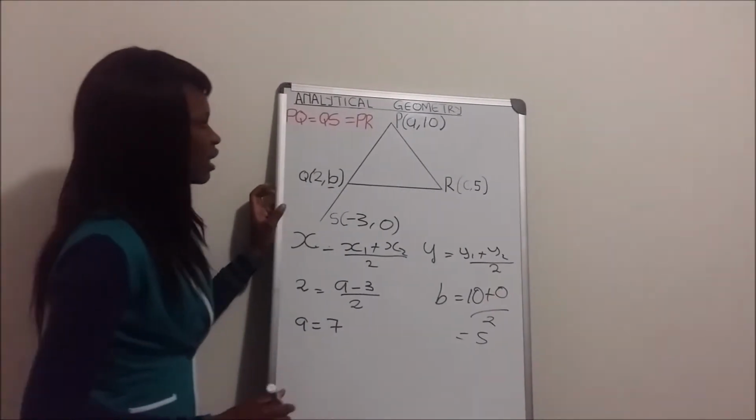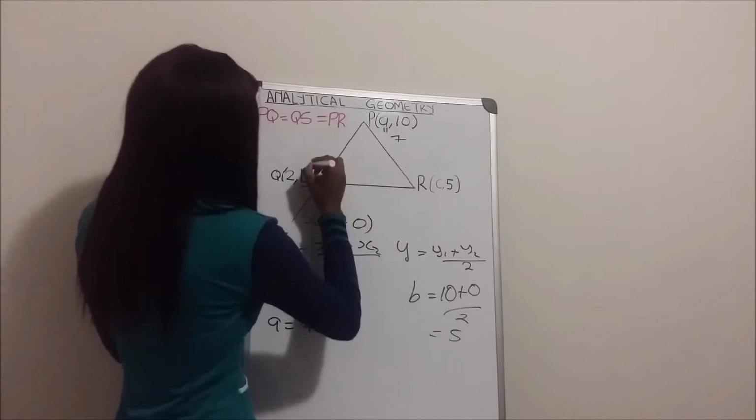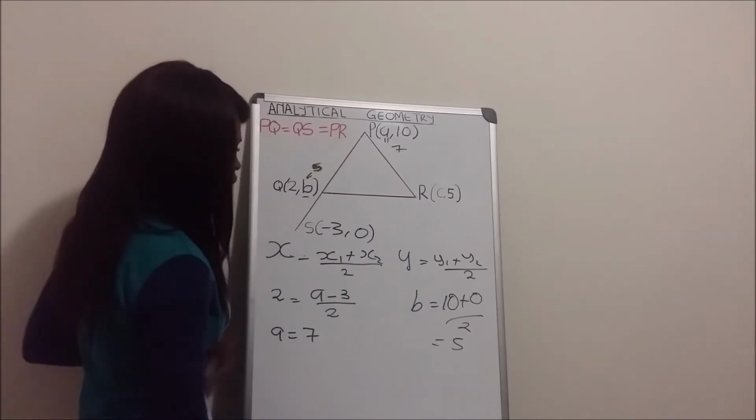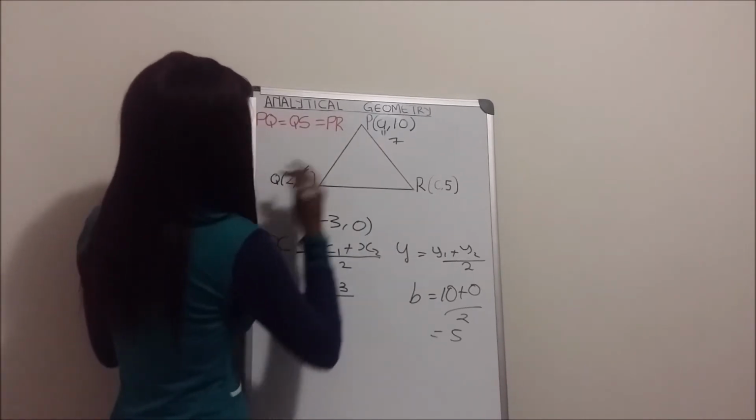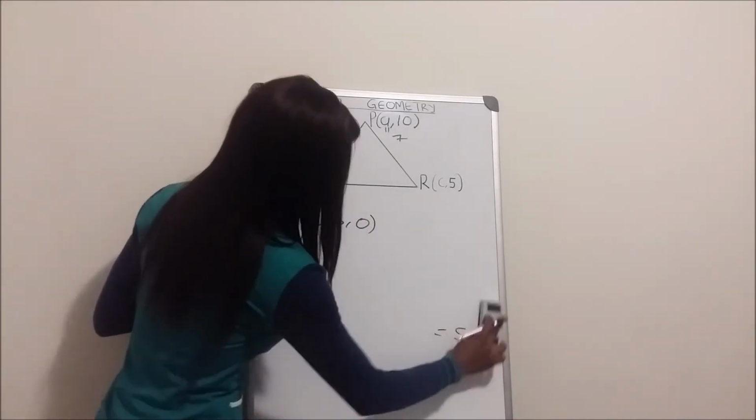Now that we have determined the value of A, which is 7, and B, which is equal to 5, using the midpoint equation. Alright guys, then I will erase this.